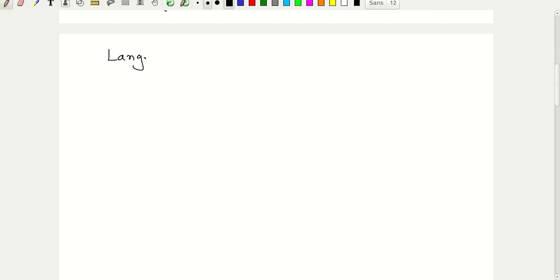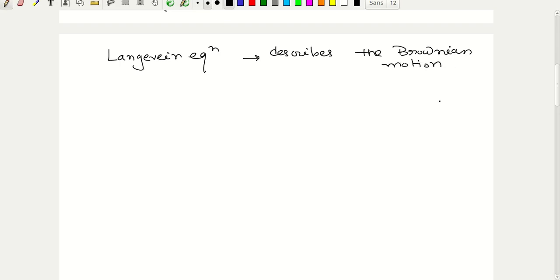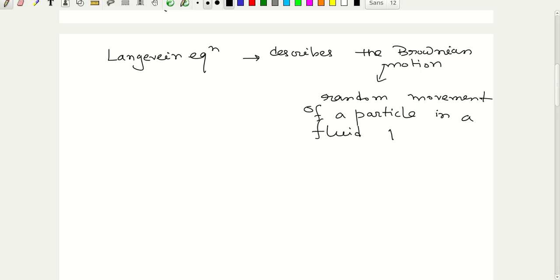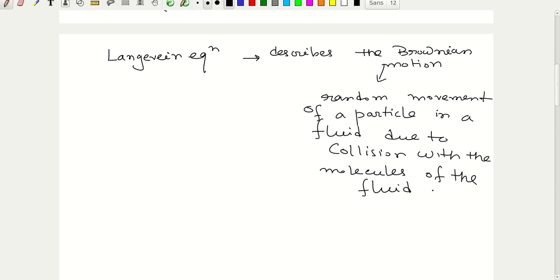The Brownian motion is the random movement of a particle in a fluid due to collision with the molecules. So the Brownian motion is basically the random movement of a particle in a fluid due to the collision with the molecules of the fluid.